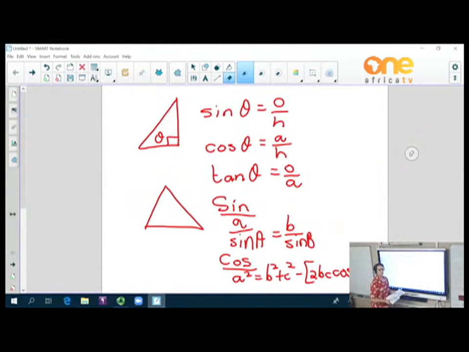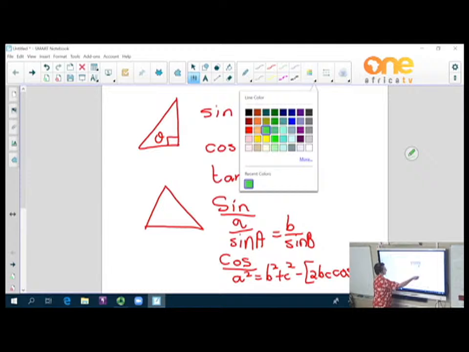We are still busy with trigonometry. Today we're going to combine trigonometry with algebra. But let's just go back to our rules that we know up to now. In the first place, we look at a right-angled triangle.